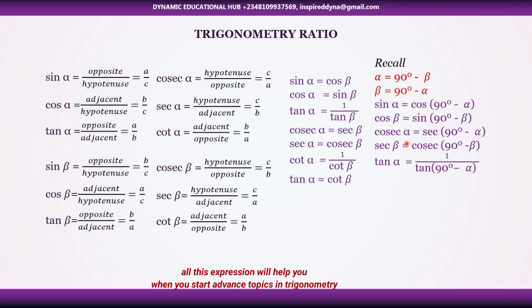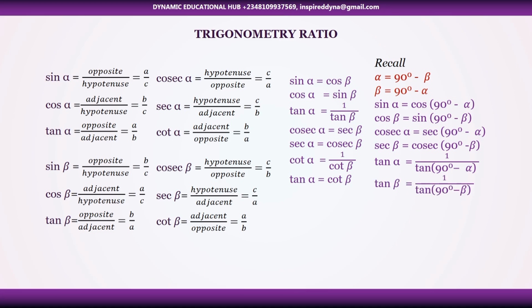So now to the tan. Now tan alpha will be the same as the inverse of tan of 90 degrees minus alpha. So which means that tan 20 degrees will be the same as 1 over tan of 90 minus 20, and that is tan 70 degrees. Two angles that are complementary angles: tan of one will be the same as the inverse of tan of the other. So which means that tan 30 degrees will be the same as 1 over tan 60 degrees.